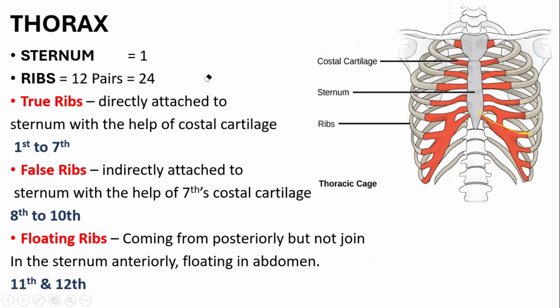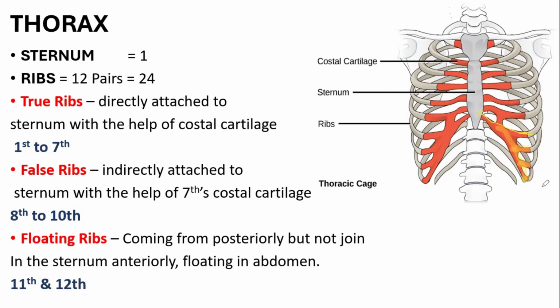So it is clear now that all these 7 ribs are connecting to the sternum with the help of costal cartilage. Now, what are these other ribs doing? This is rib number 8, then 9th and 10th. These 3 ribs are joining with the 7th costal cartilage, so they are not directly joining the sternum. For this reason, these three ribs are known as the false ribs.